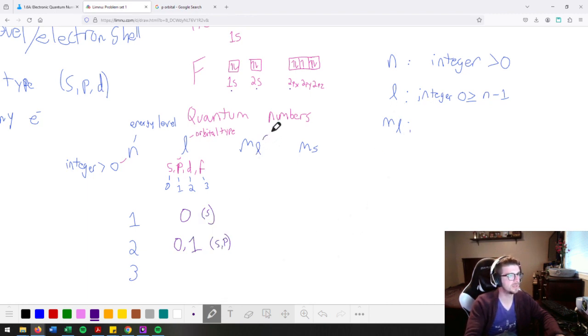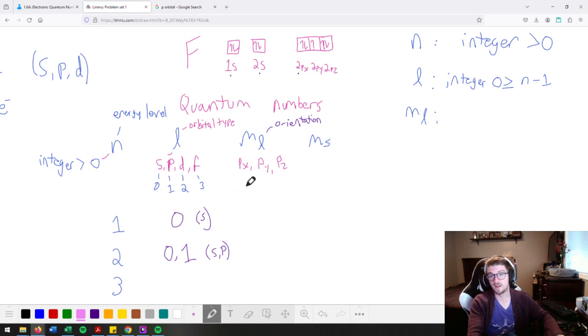So ml is referring to orientation, which means it can be px, py, or pz. I didn't include anything for s because s orbitals are spherical. They have no orientation, or rather they have exactly one orientation. Because ml can equal integers from negative L to positive L.